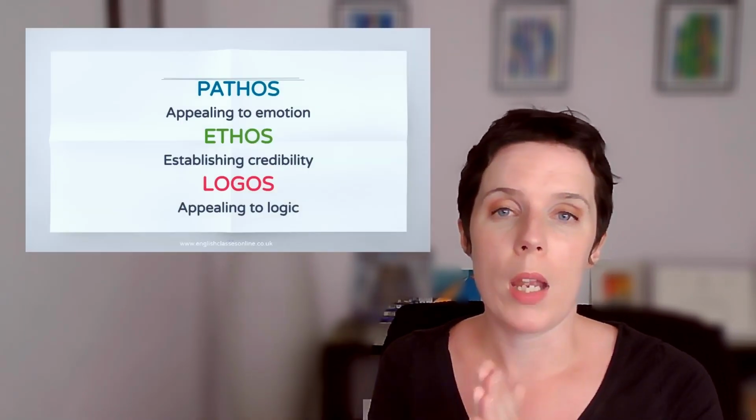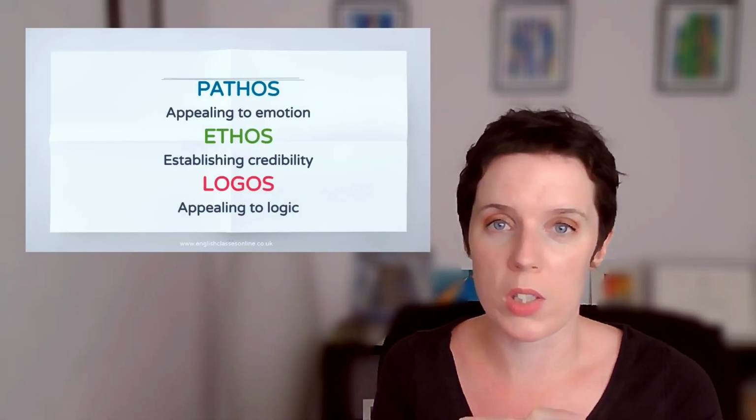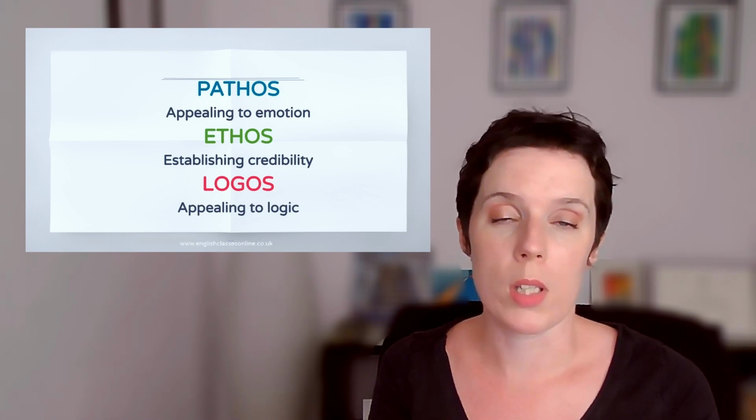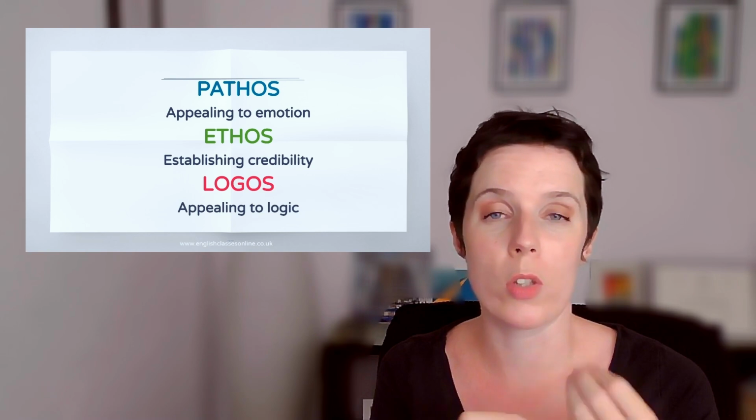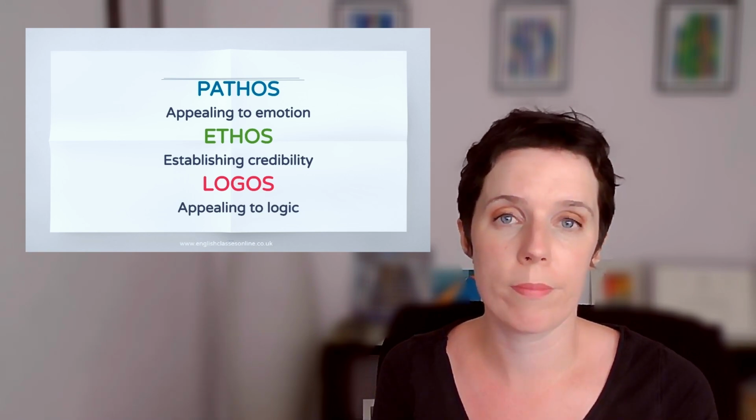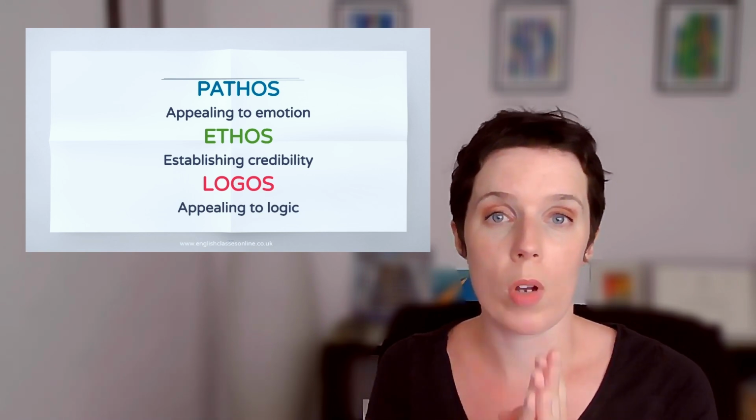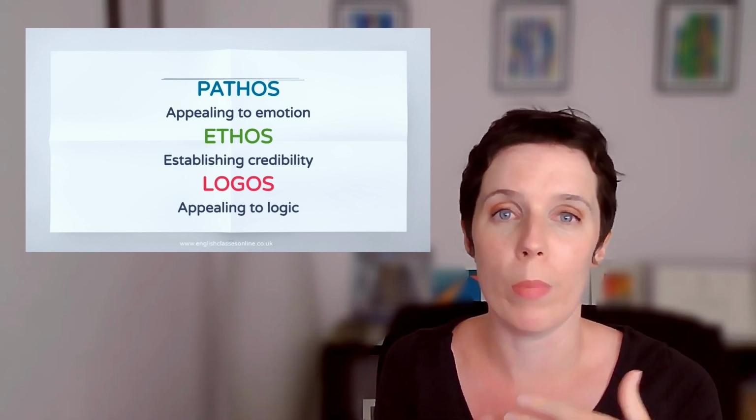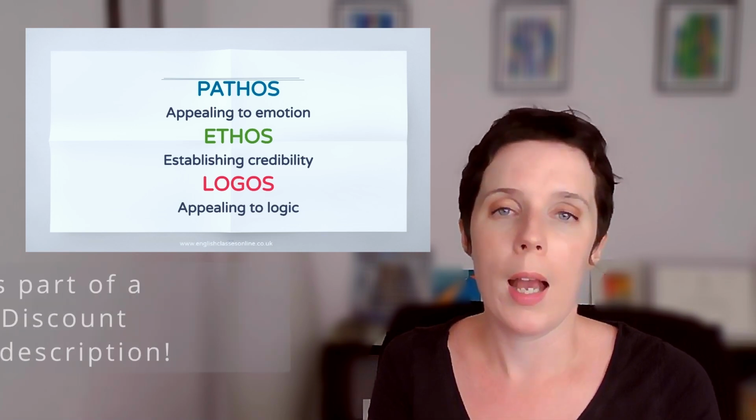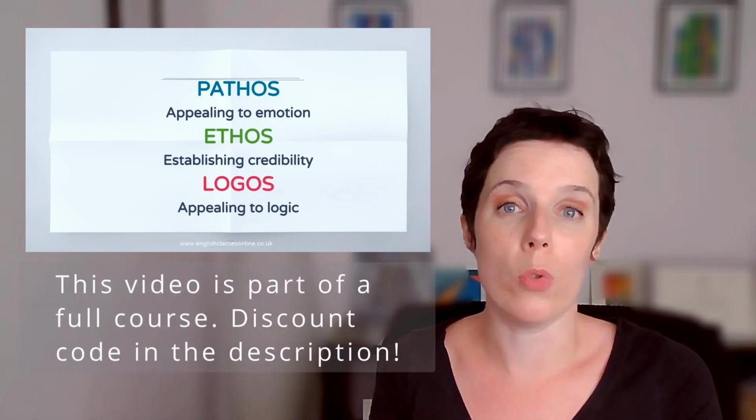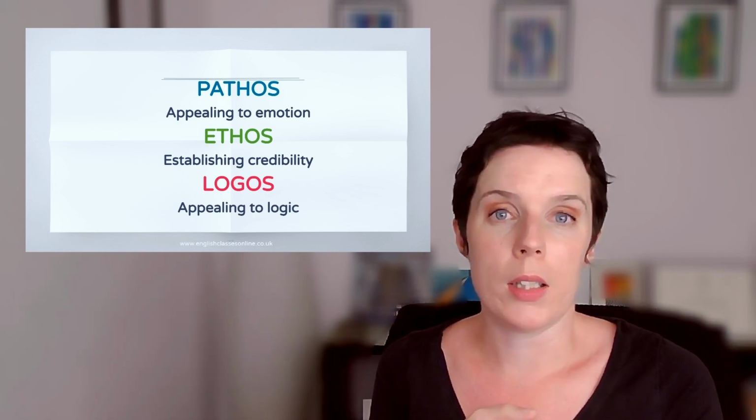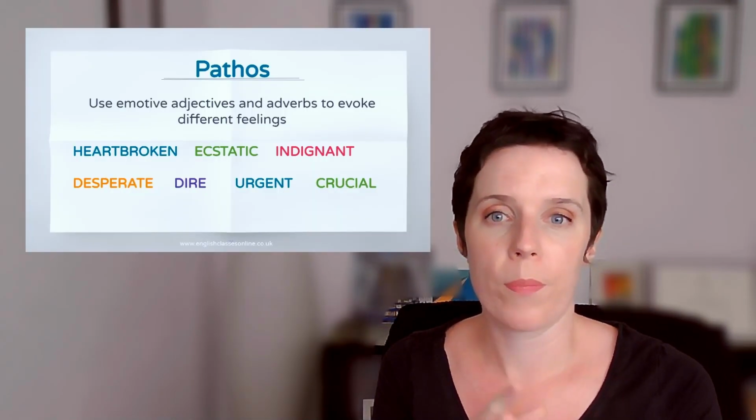Now, the three main elements of persuasive writing are pathos, ethos, and logos. So pathos means that you're trying to appeal to the reader's emotion. Ethos is you're trying to establish some kind of credibility, so you want the reader to believe what you're saying. And logos, you're trying to appeal to logic. So how are we going to do these three things in your proposal? Let's take a look. So pathos, first of all.